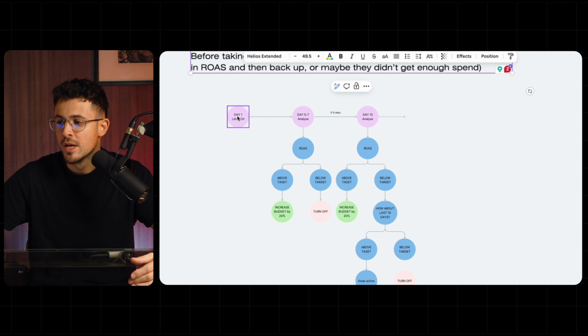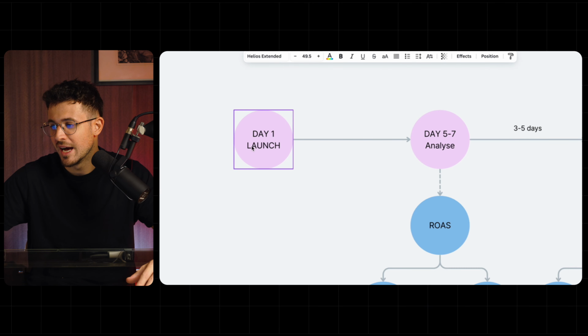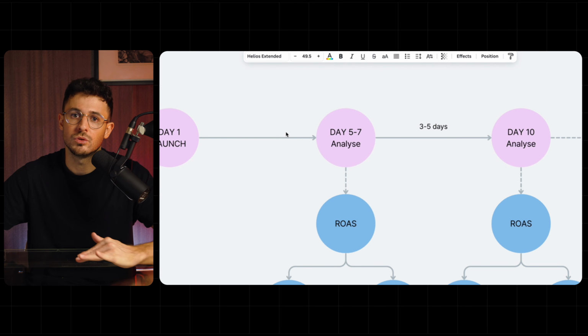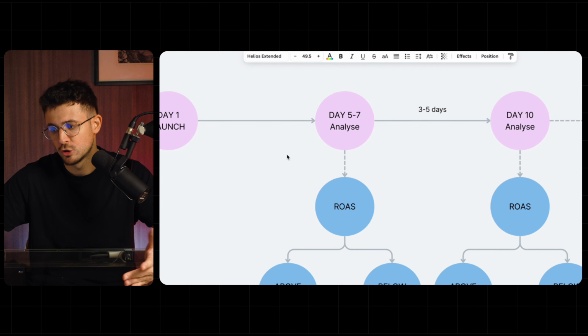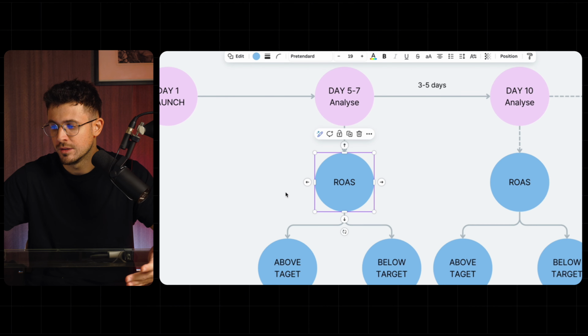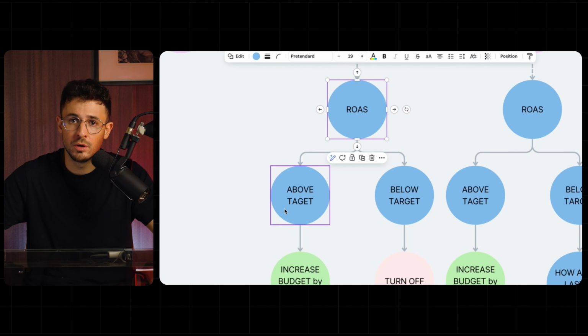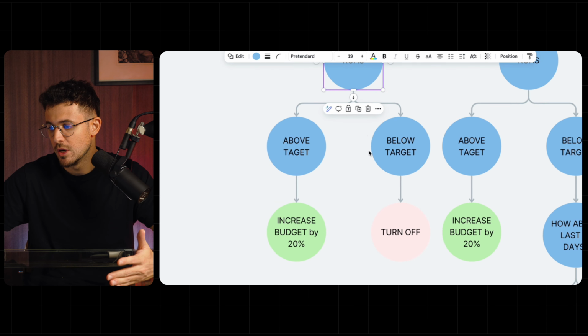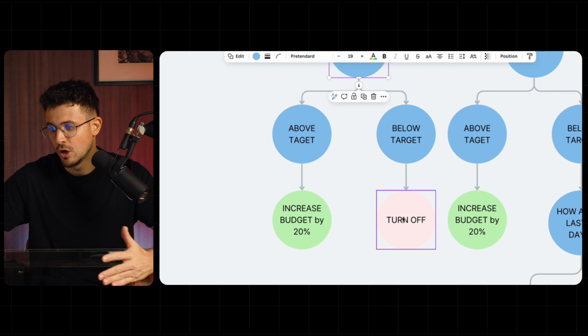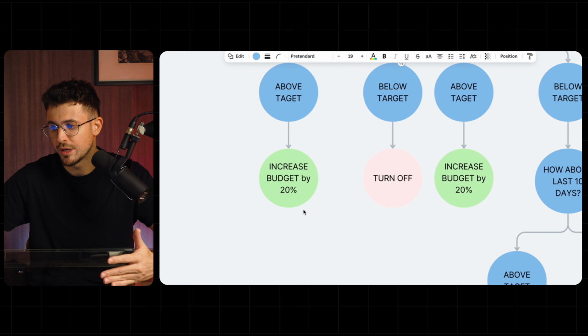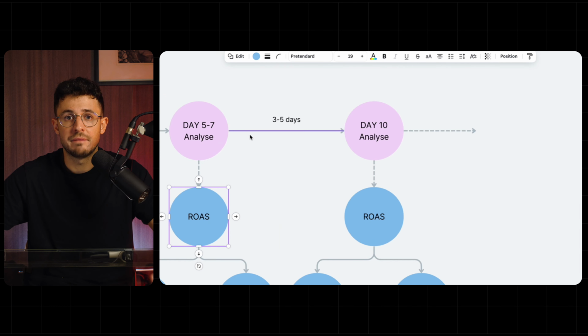This is a visual graph for you to actually understand how to look at this kind of data overall. So let's say day 1 you launch the ads, and then after 5 to 7 days you do the first analysis. Cool. So what you have to do here is understand your return on spend. So the return on spend is above or below the target. If it's below the target, you want to turn the ad off. If it's above the target, you want to increase the budget by 20%. Then after 3 to 5 days, you need to do another analysis as well.